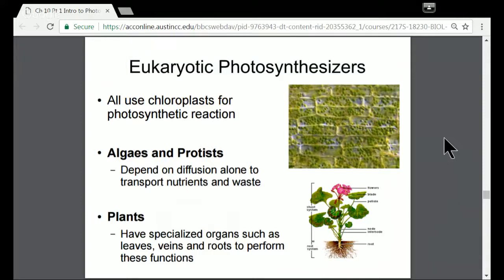Plants are more complex than the algae and the protists. Plants are multicellular, and they have organs and organ systems. So they're going to have complex things such as roots, stems, and leaves that help move the products of photosynthesis around. Brings water up, it moves sugars around. Things like algae and protists, on the other hand, have to depend on diffusion to do this for them. So they're quite a bit simpler than a plant. But they all use chloroplasts.